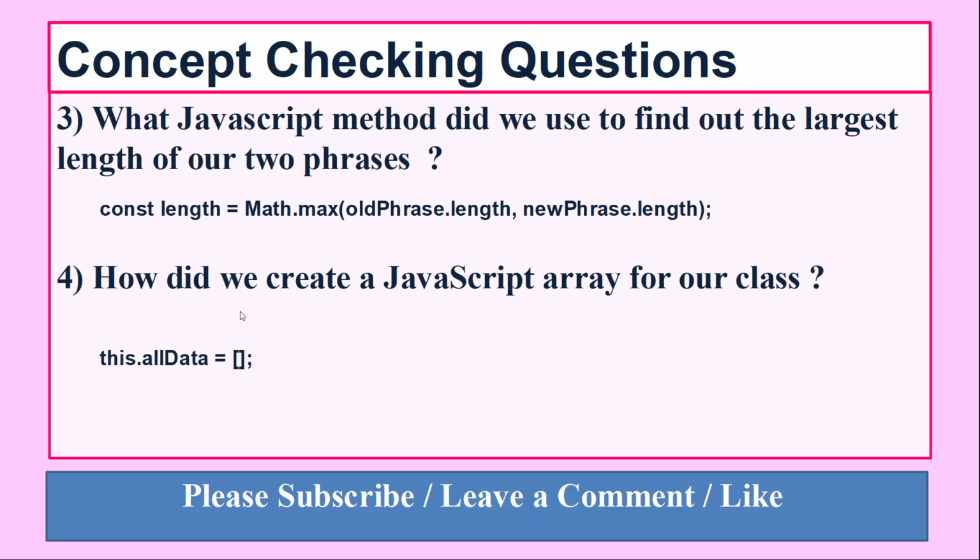And the last one, how did we create a JavaScript array for our class? Well, to do it for our class, we need to put this, and then we just need to put the name of our array, and then we put these square brackets in to designate that it's an array that we created.